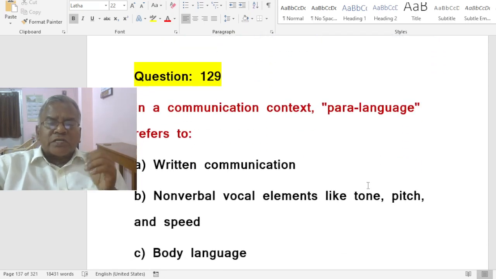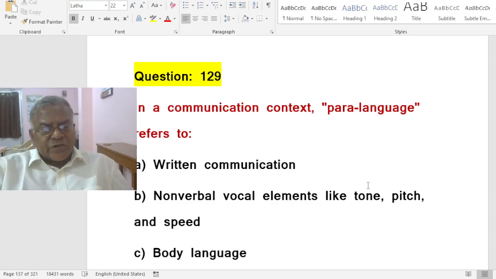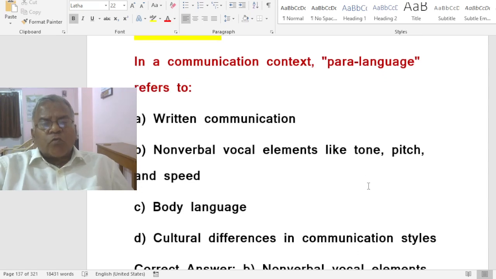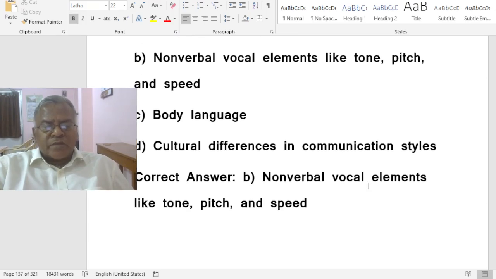In a communication context, para-language refers to what? A. Written communication. B. Non-verbal vocal elements like tone, pitch and speed. C. Body language. D. Cultural differences in communication styles. So the correct answer will be non-verbal vocal elements like tone, pitch and speed.